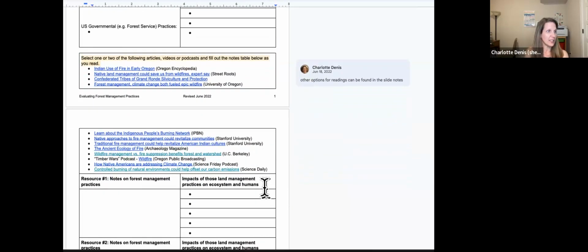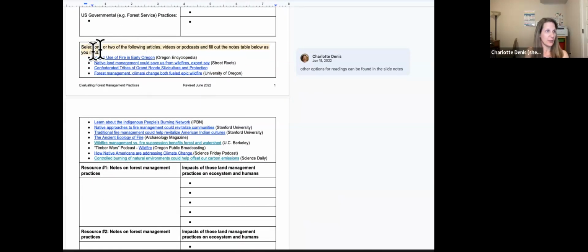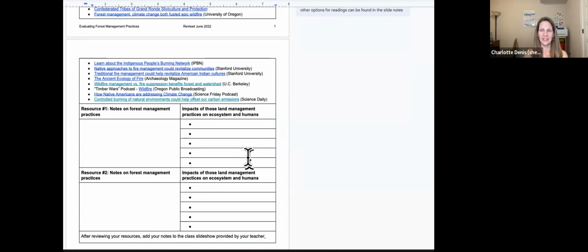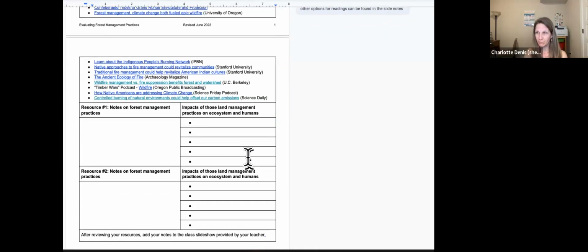Then you'll see that we have several options, like 10 or so options for articles, videos, and podcasts for students to read or listen to. And then they have a little notes table here down below. We're just asking each student to read 2 of them or listen to 2. There are also some additional ones in the slide notes that it was easier for me to add in the slide notes. I'll make sure they get added in this template also.